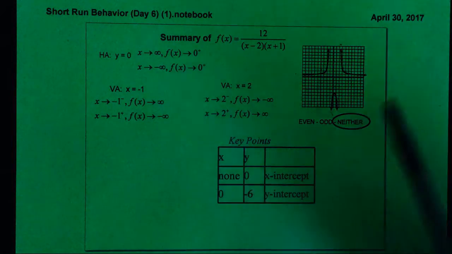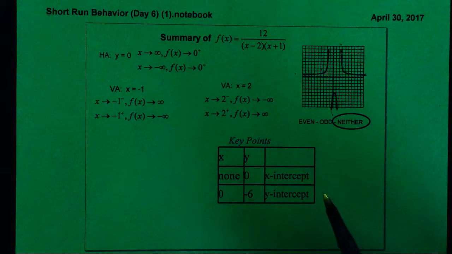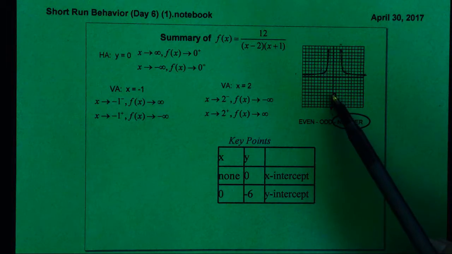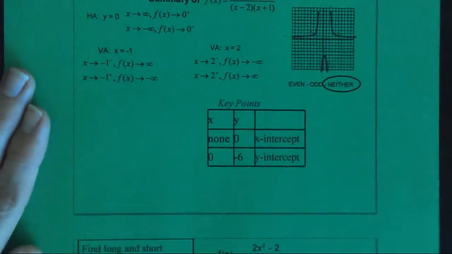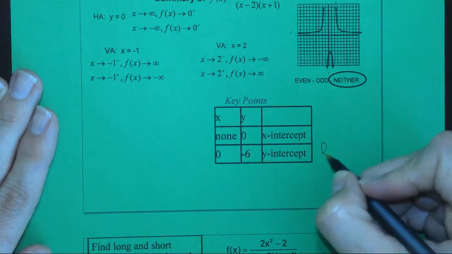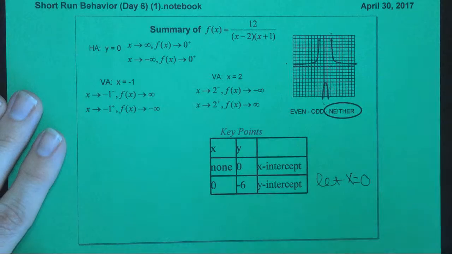And then we're going to look at our intercepts. Notice that I never touch the x-axis, so I have no x-intercepts. I do touch the y-axis. So in order to find the y-intercept, we have to remember our algebra. Algebra says to find the y-intercept, you have to let x equal 0. So I would come up here to my original equation, and I'm going to let x equal 0.